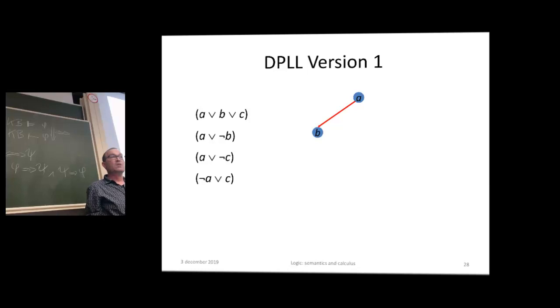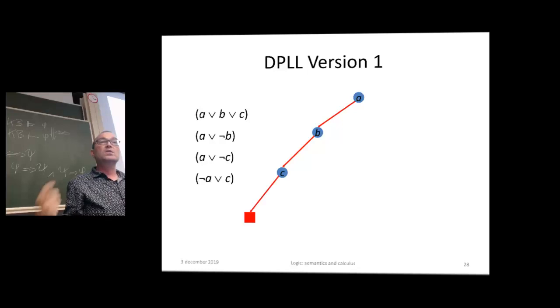So now I take variable B, and again, I assign the value false to it. So what happens when I assign the value false to B? I don't know whether the first one is true or not. I know this one is true now, so that's good. I know this one could still be true. I don't know. And the last one could also be true. So I haven't decided yet whether the thing is satisfiable or not. So I need to continue. So I need also to give a value to C.